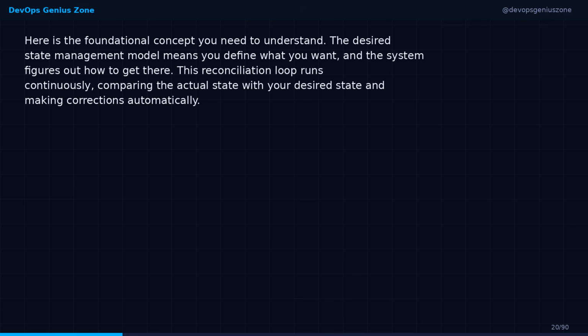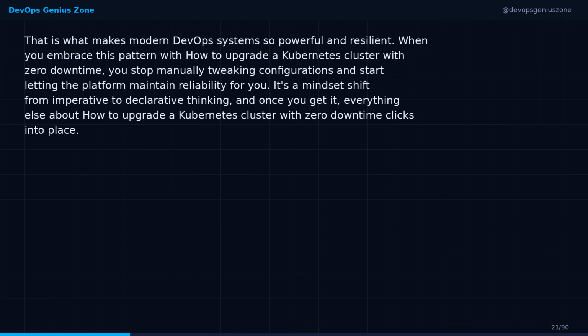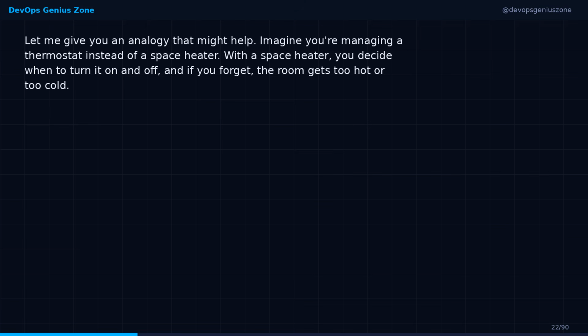When you embrace this pattern with how to upgrade a Kubernetes cluster with zero downtime, you stop manually tweaking configurations and start letting the platform maintain reliability for you. It's a mindset shift from imperative to declarative thinking, and once you get it, everything else about how to upgrade a Kubernetes cluster with zero downtime clicks into place.